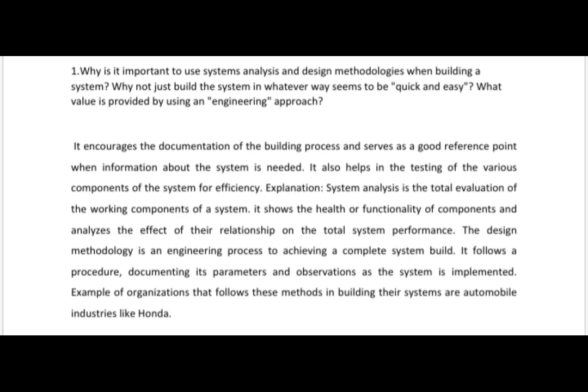System analysis is the total evaluation of the working components of a system. It shows the health or functionality of components and analyzes the effect of their relationship on the total system performance. The design methodology is an engineering process to achieve a good, complete system build and follow the procedure of documenting, experimenting, and observation of the system as it is implemented. An example of an organization that follows this method in building their system is the automobile industry, like Honda.